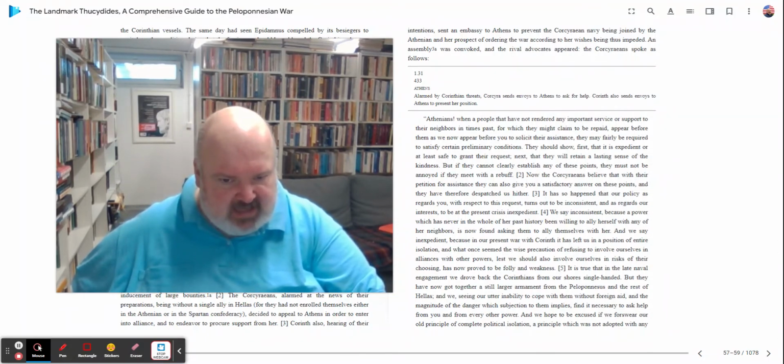We haven't been allied with anyone, Sparta or others, and now we're asking to do this. And we say inexpedient because our present war with Corinth has left us in a position of entire isolation. And what seemed a wise precaution, refusing to involve ourselves in alliances with other powers lest we should involve ourselves in risks of their choosing, has now proved to be folly and weakness.